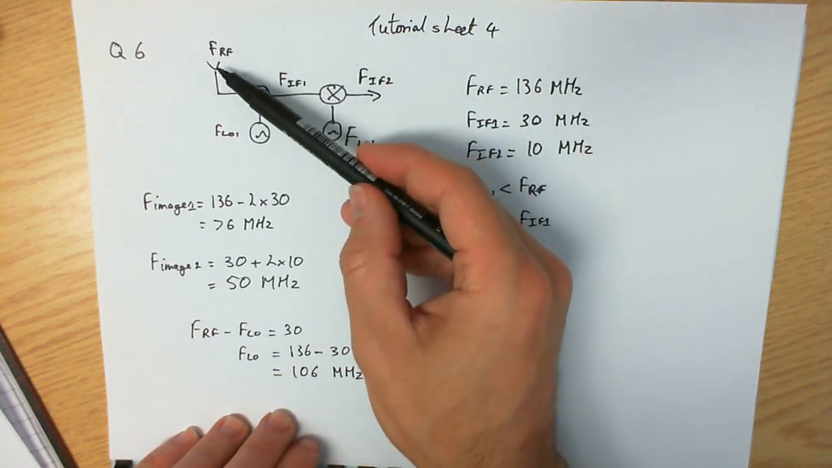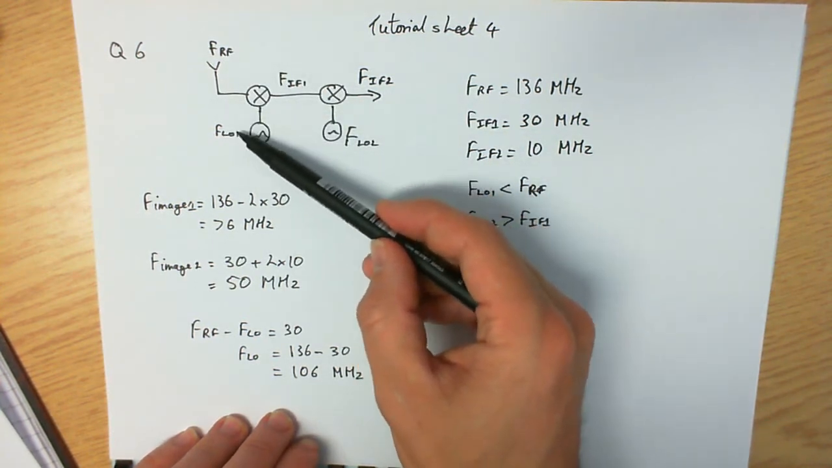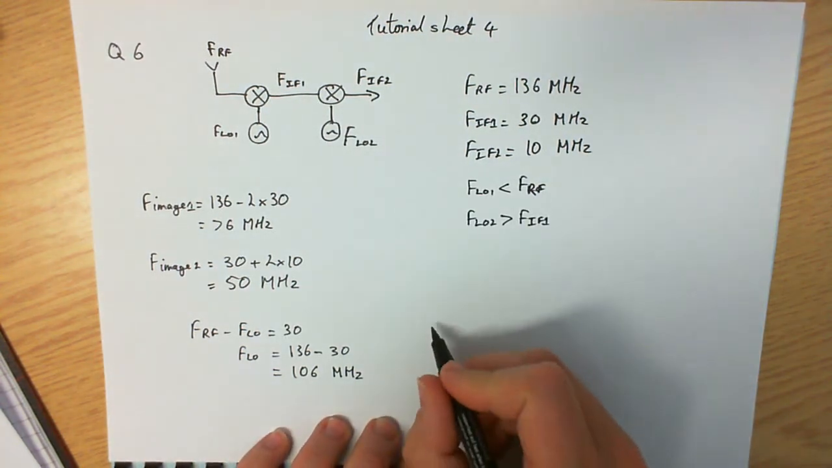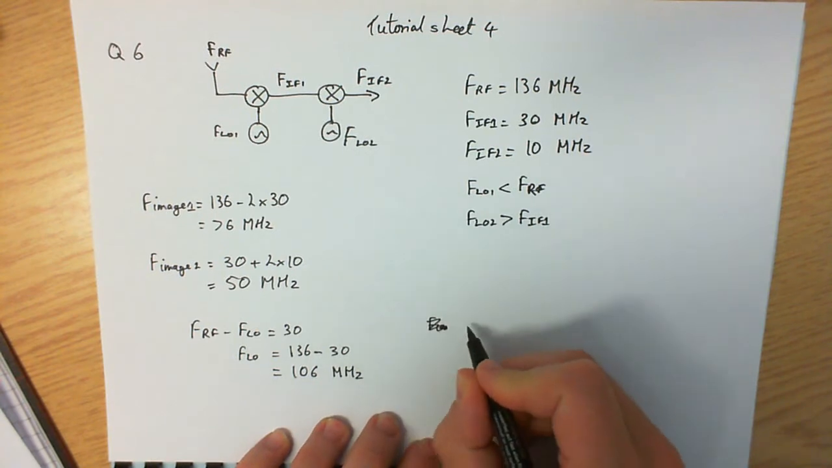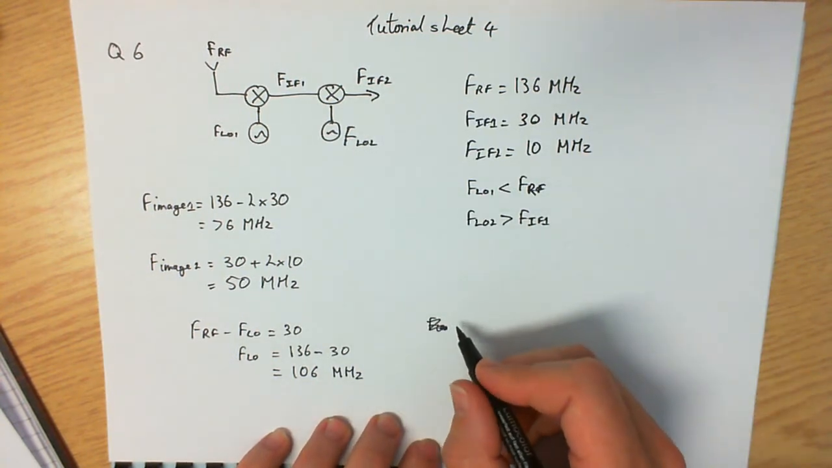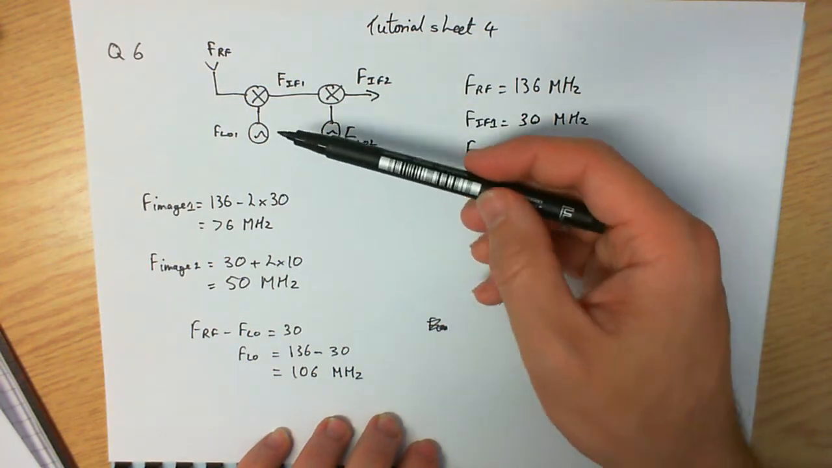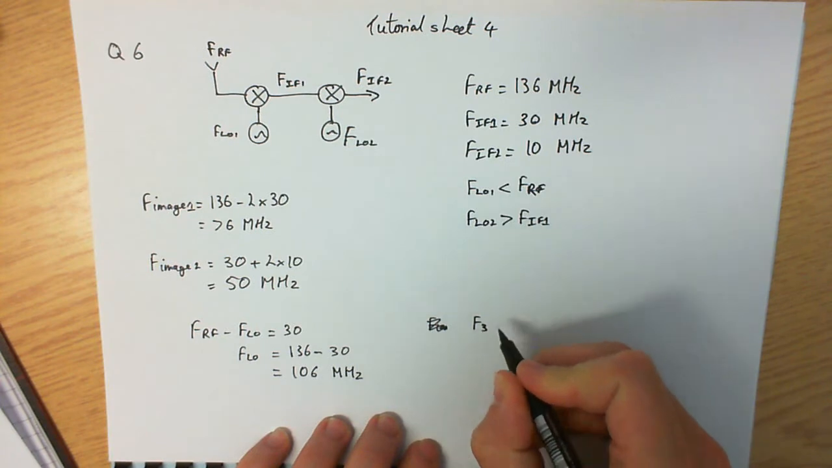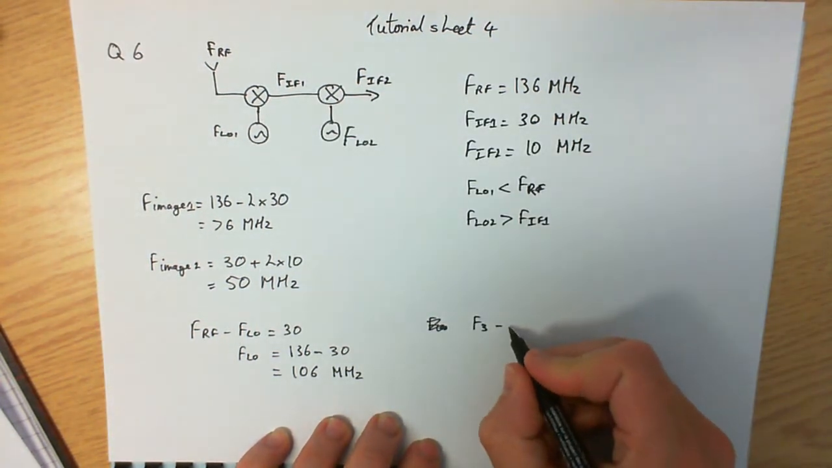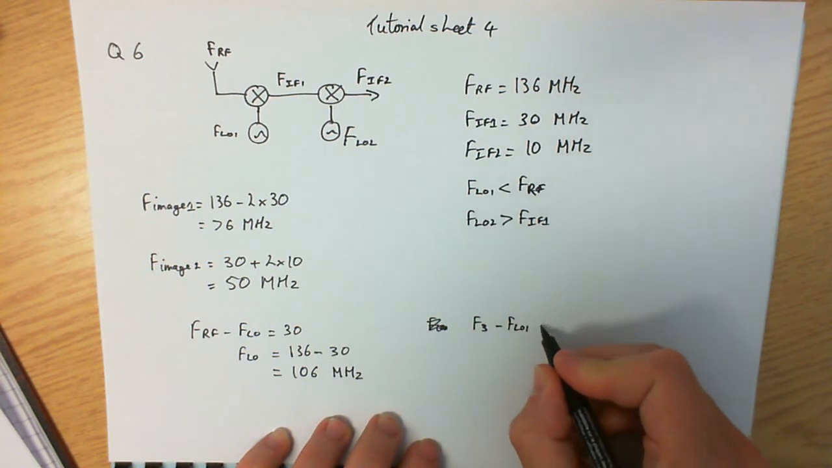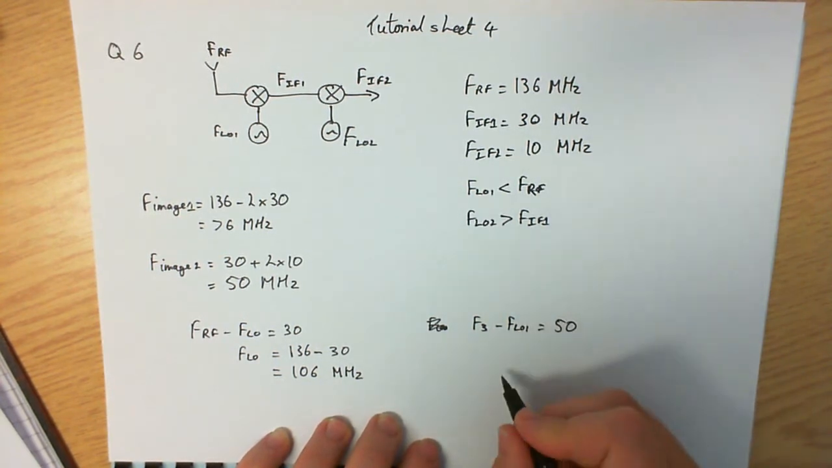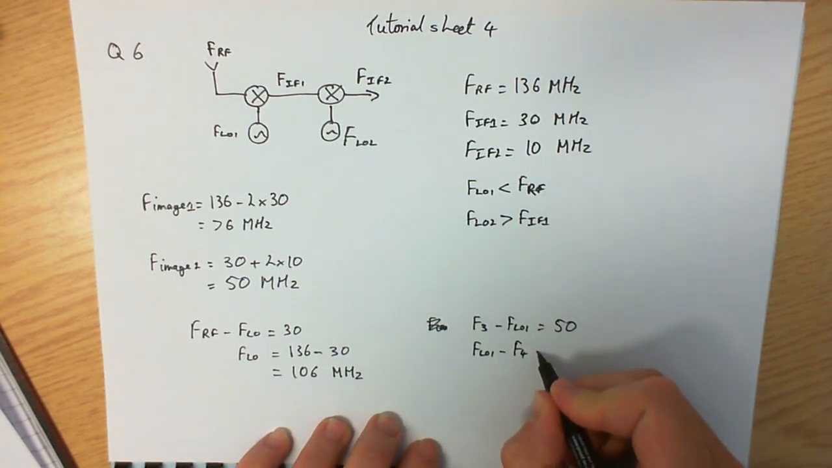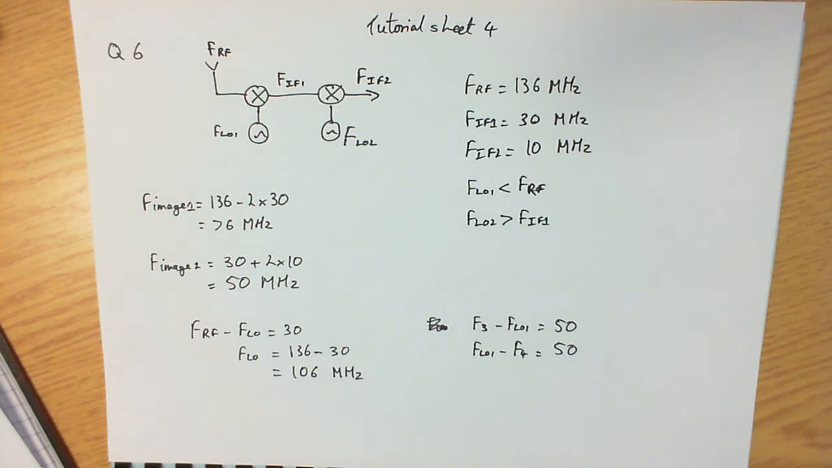So another signal could get through here and mix with this local oscillator to get down to 50 megahertz. There are two frequencies that could do that, so we've got to work out what the third and fourth image frequencies are going to be. What we're going to have is that F3 minus FLO1 could be 50 megahertz, and also FLO1 minus another frequency, F4, could also be 50 megahertz.